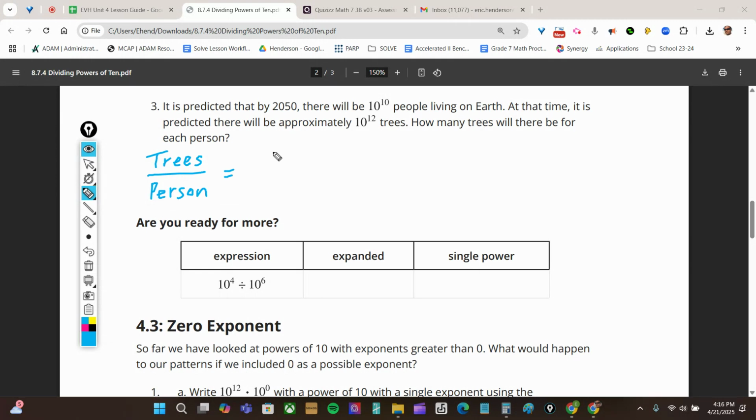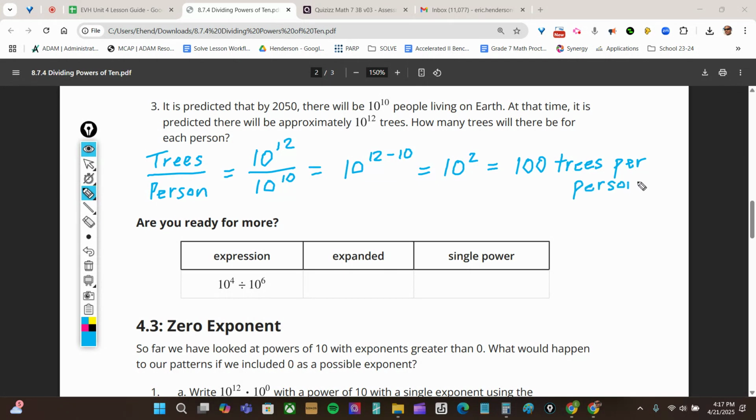Okay, so you're going to have 10 to the 12 trees times 10 divided by 10 to the 10th people, and that's going to equal 10 to the 12th minus 10, which equals 10 to the second power, so equals 100 trees per person. Trees per person.